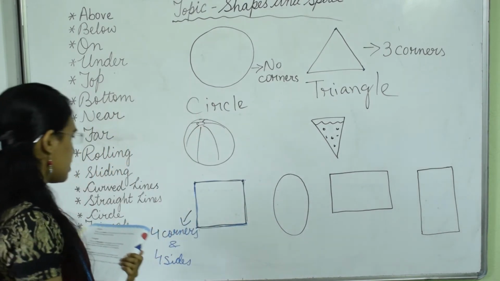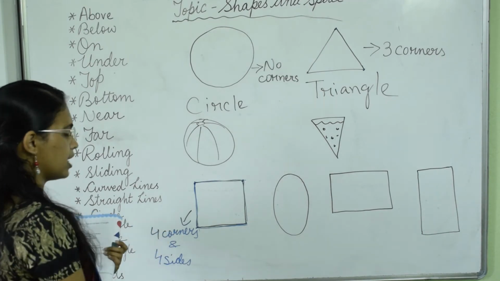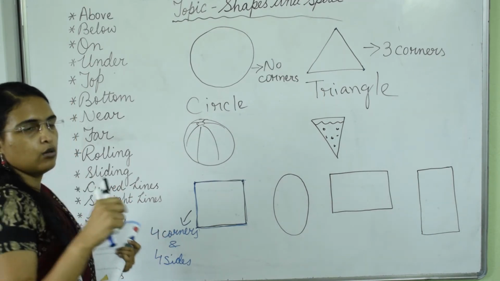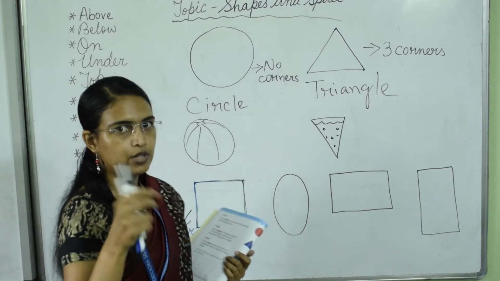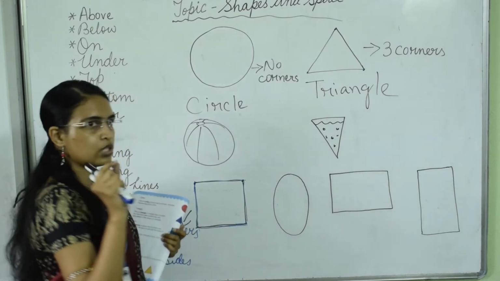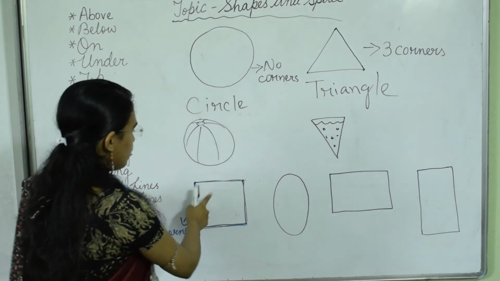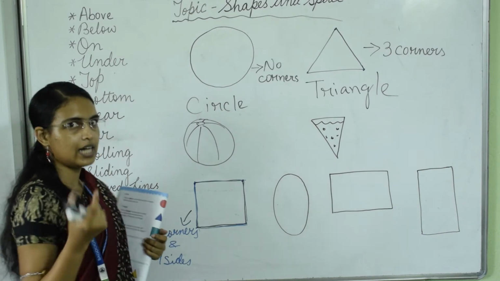Now give me one example of a square object. Name one object which looks like a square. Have you seen a dice? With the help of that dice we can play Ludo, right? So it looks like a square, all the sides are the same, right? So an example of a square is a dice.